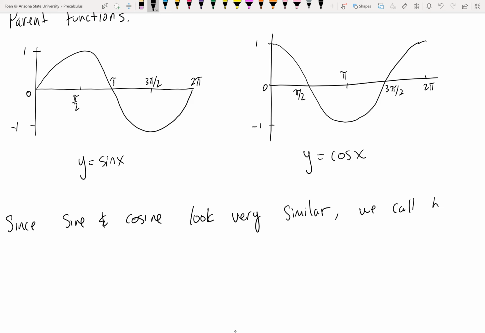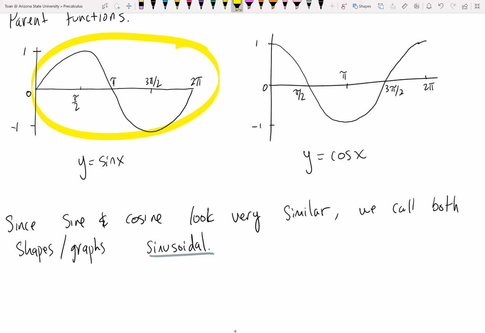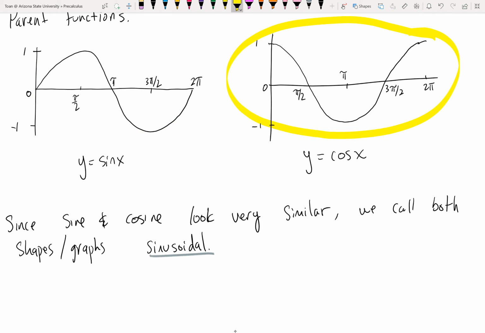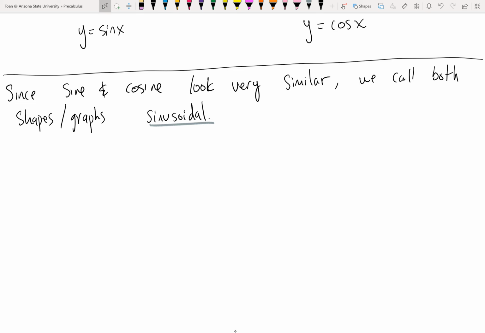We call both shapes or graphs sinusoidal, right? So in the math world, we would say that this shape here is a sinusoidal shape, and this shape here is a sinusoidal shape. With these special shapes called sinusoidal waves, there are parts to them, vocabulary words that we should probably talk about.